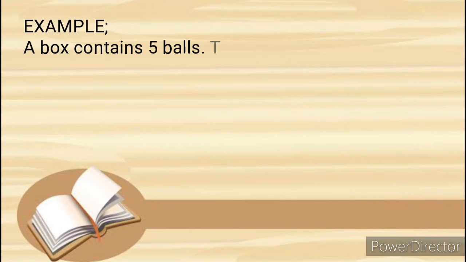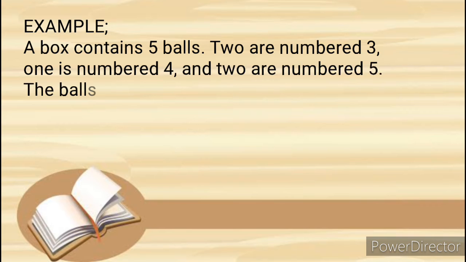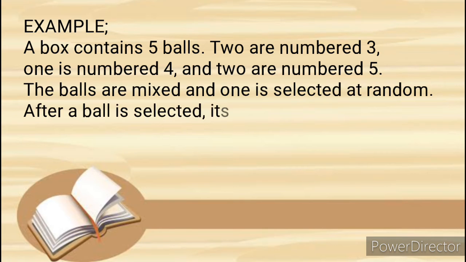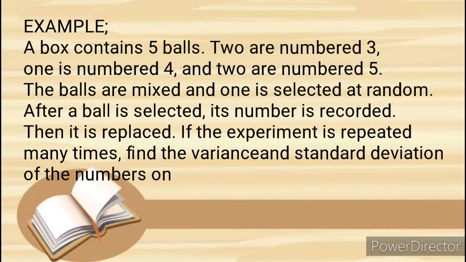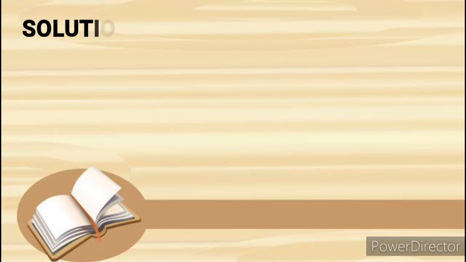Let's have an example. A box contains 5 balls. 2 are number 3, 1 is number 4, and 2 are number 5. The balls are mixed and 1 is selected at random. After a ball is selected, its number is recorded. Then it is replaced. If the experiment is repeated many times, find the variance and standard deviation of the number of the balls. Solution. The outcomes are 3, 4, and 5.